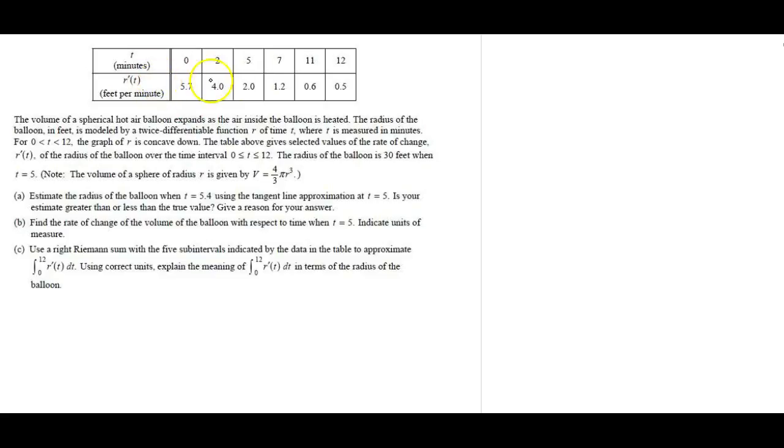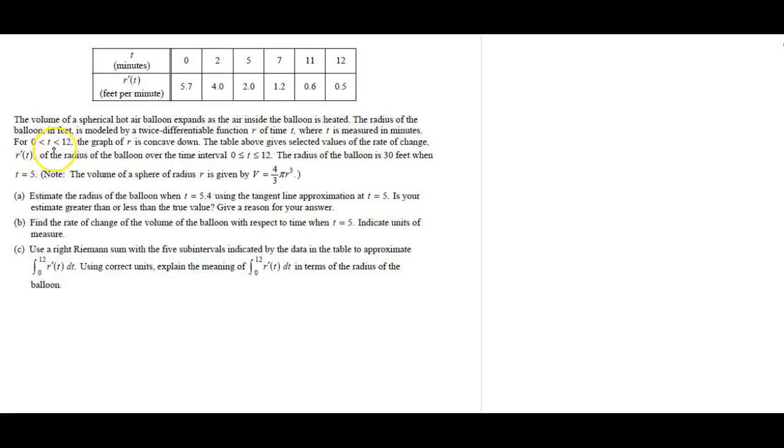All right, next question. So we can see we have another table of values. Whenever I see a table of values, I should really get used to, at this point, similar types of questions popping up. So we know we're probably going to have to do either a rectangular or a trapezoidal sum. I have the volume of a spherical balloon expands as the air inside the balloon is heated. So the radius of this balloon in feet is modeled by a twice differentiable function r. So again, that means for r, we can take its derivative twice. t is measured in minutes.